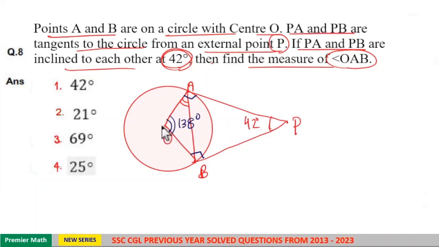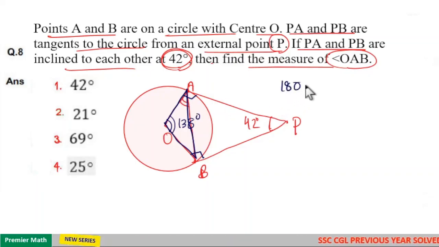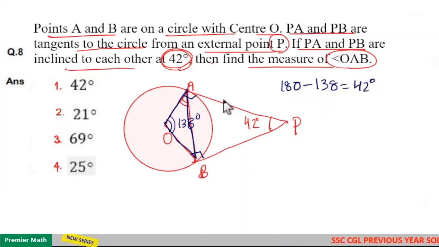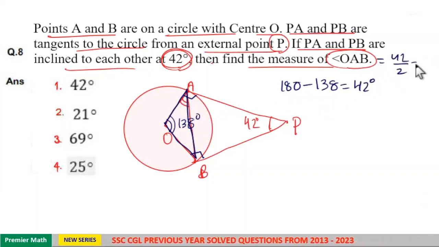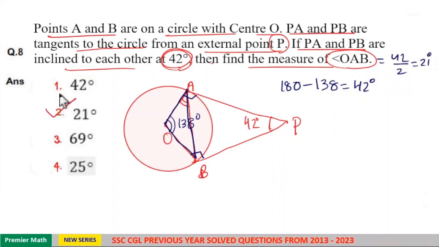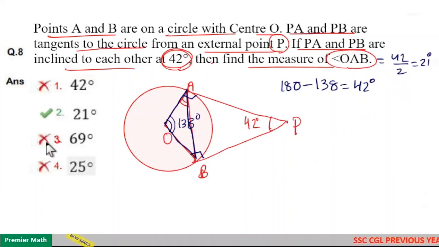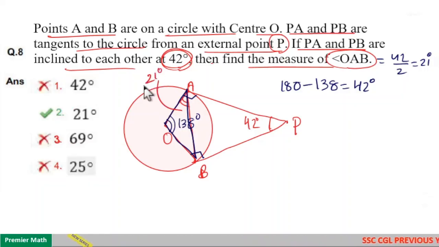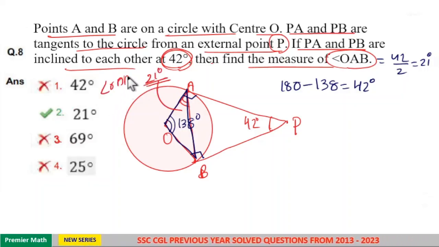If this is 138, then look at this triangle. These two sides are radii, which means these two angles are equal. So these two angles sum to 180 minus 138, which is 42 degrees. Then angle OAB is equal to 42 by 2, that is 21 degrees. Option 2 is your answer. Angle OAP is equal to 21 degrees.